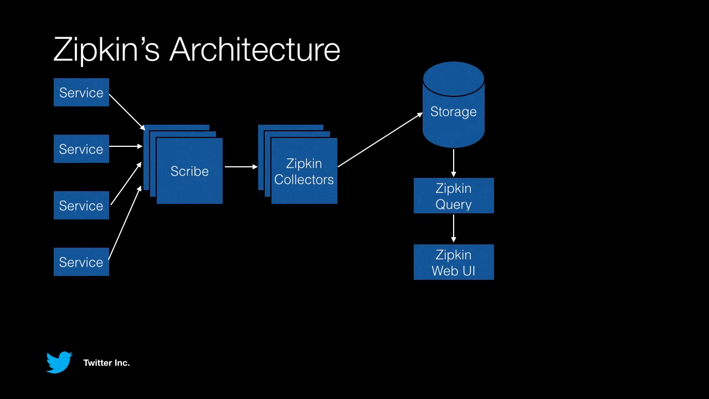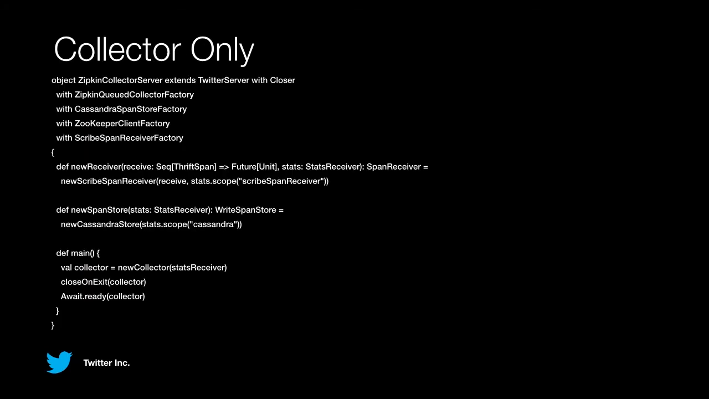So breaking out that one monolithic main looks a little like this. This is just the collector part. And you can see what we're doing is we're creating this collector main. We're adding a queue in front of it. We're sending into Cassandra. We're going to use Zookeeper to register ourselves. And we're going to read from Scribe. And then we just define these two receiver and span store methods, and then glue it all together in main.